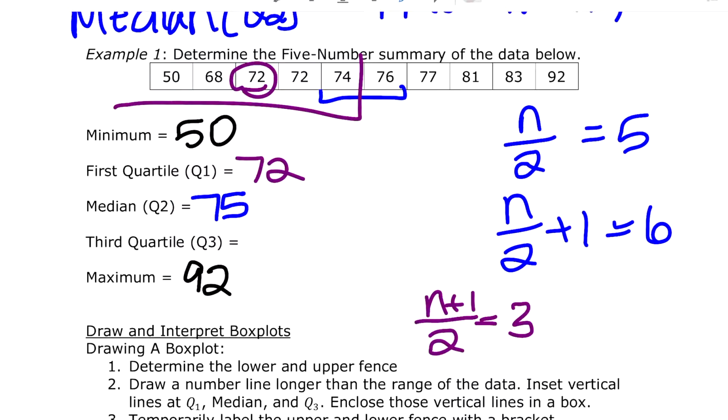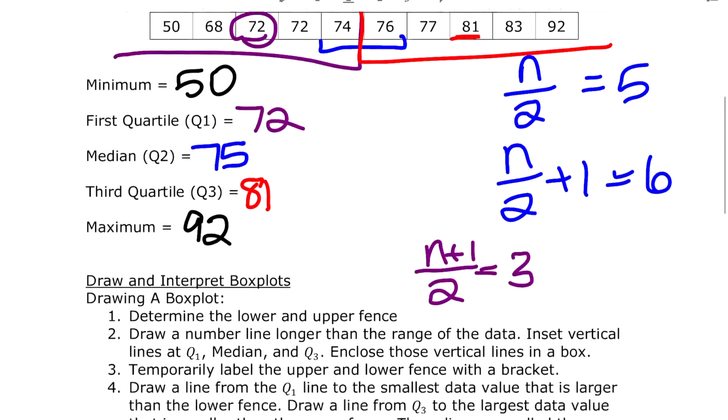And then finally, we're going to do the third quartile. Hang on, I'm sorry. Let's do red. So that's going to be everything above that 75, including the 76. And now here we can see that our median is 81. So that is the 5-number summary for a data set. So minimum, Q1, Q2, Q3, and the maximum.